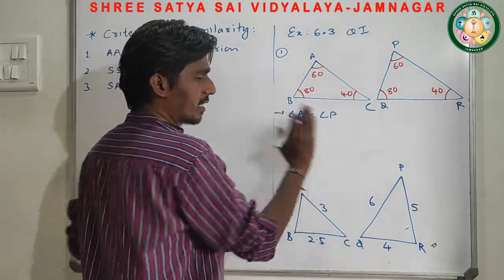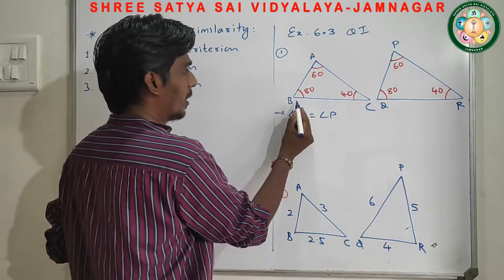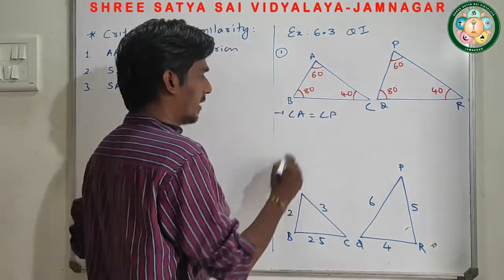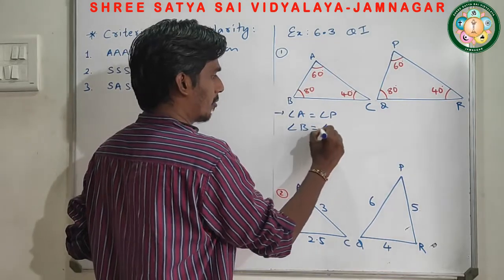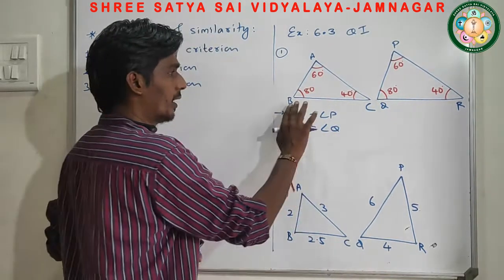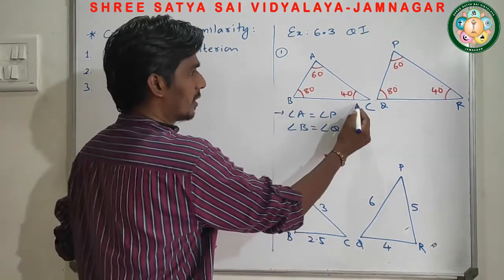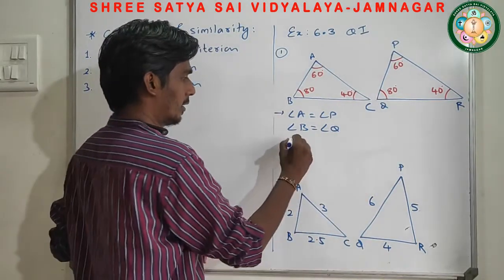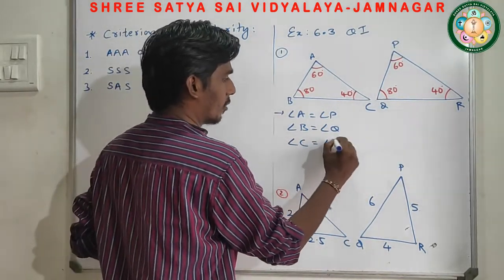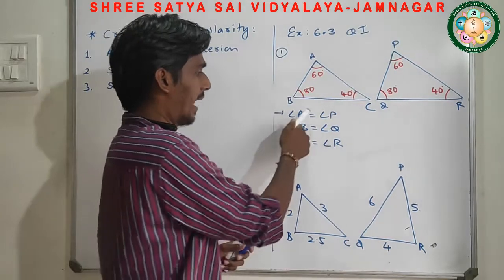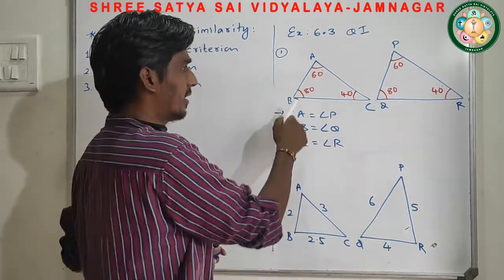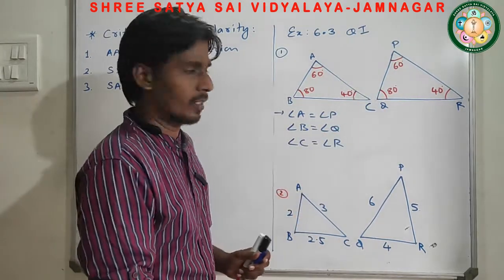So it means A corresponds to P. Now angle B is 80, angle Q is 80. So angle B is equal to angle Q. So B corresponds to Q. C is 40 and R is also 40. So by this angle criteria, I can see that these two triangles are similar.